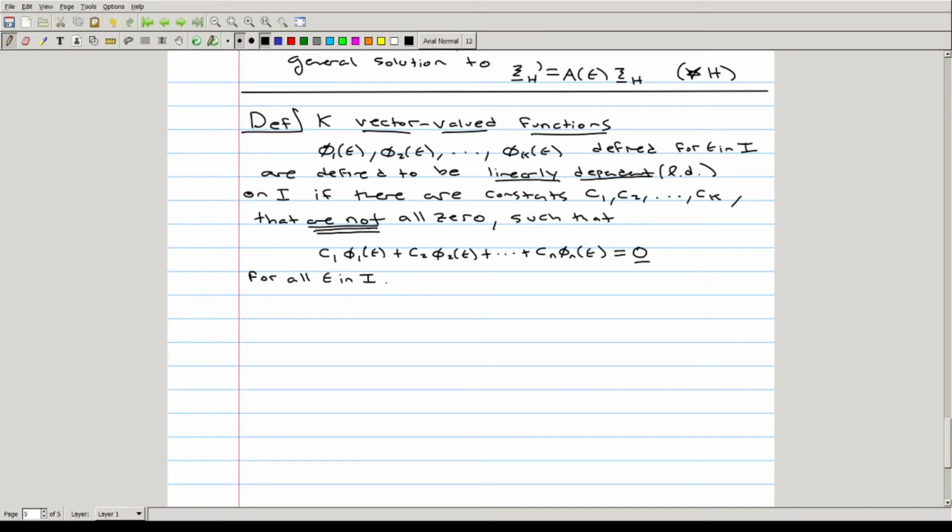So this means that if they're linearly dependent, you can satisfy this equation by, say, solving for phi k in terms of a linear combination of all the other phis. Oh, and I just realized that this should be up to k here, and not Cn. And let's be very specific with our notation here. I'll underline these phis to denote that they're vector functions. Okay, so these are things that are in Rn. Same thing here.